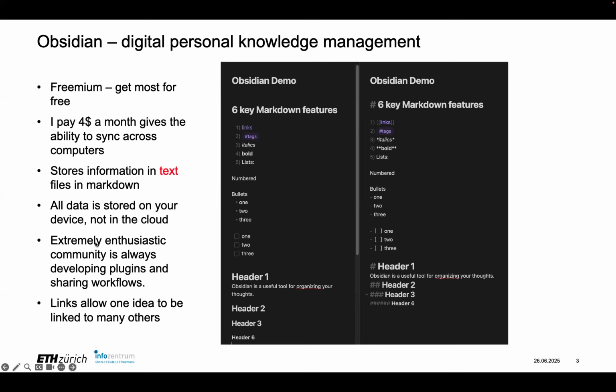Both Obsidian and Zotero have extremely enthusiastic communities that are always developing new plugins. They share their workflows in Obsidian, and they also are there for support if you need it in the community forums. So how Obsidian works is you store your notes or your documents in text files. That's not new, but what's nice is you have links. You can link from one idea to the next.